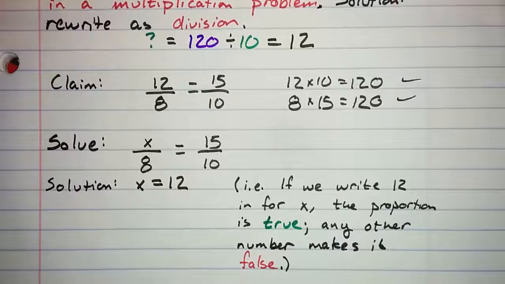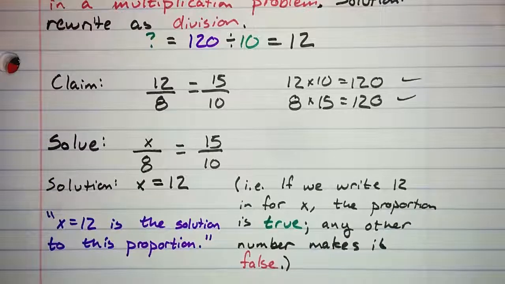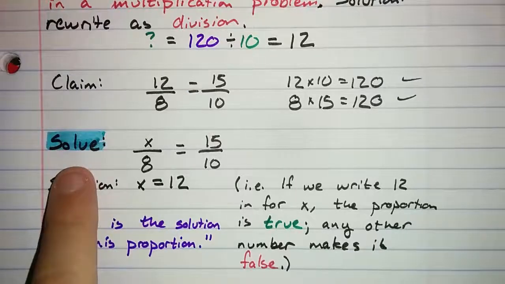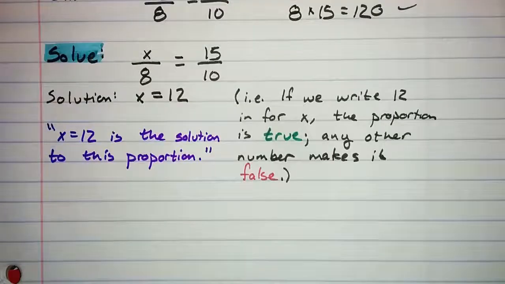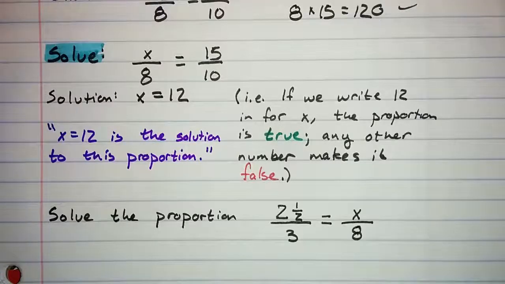If we write any other number in place of x, this proportion becomes false. That's what it means to say x equals 12 is the solution to this proportion. This verb, solve, refers specifically to this process where we find a missing number. There are other things that we can do, but they are not solve. I'm going to give you one of these to try. Solve the proportion 2.5 over 3 equals x over 8. Pause the video and try this now.